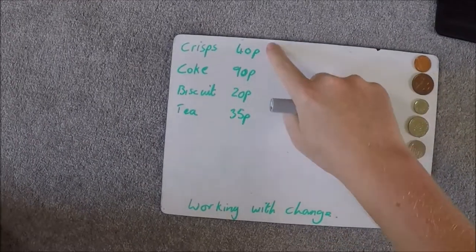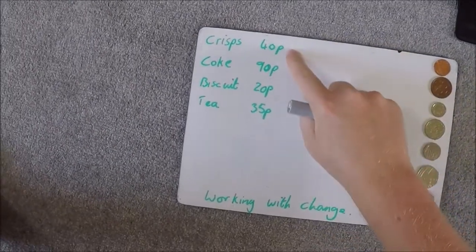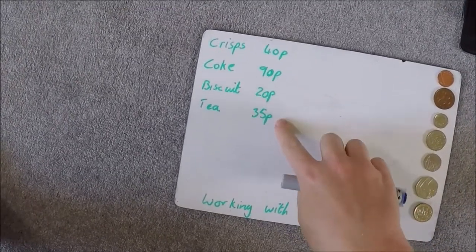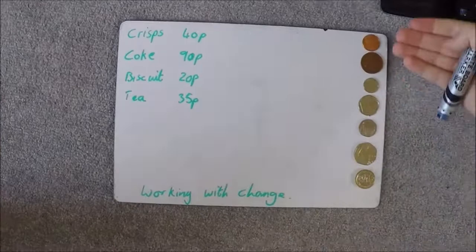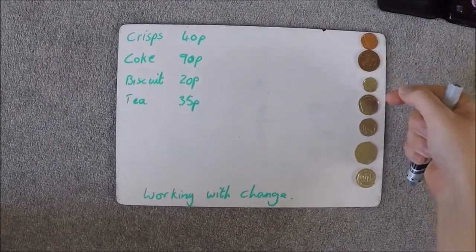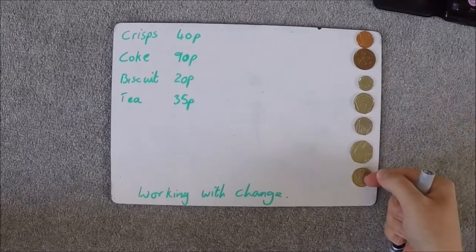Okay, so I've got up the top here a little mini price list. So I've got crisps at 40p, Coke at 90p, biscuit at 20p, and tea at 35p. And I've put my coins down here so I know what I'm working from, smallest to biggest: 1p, 2p, 5p, 10p, 20p, 50p, and £1 at the bottom.